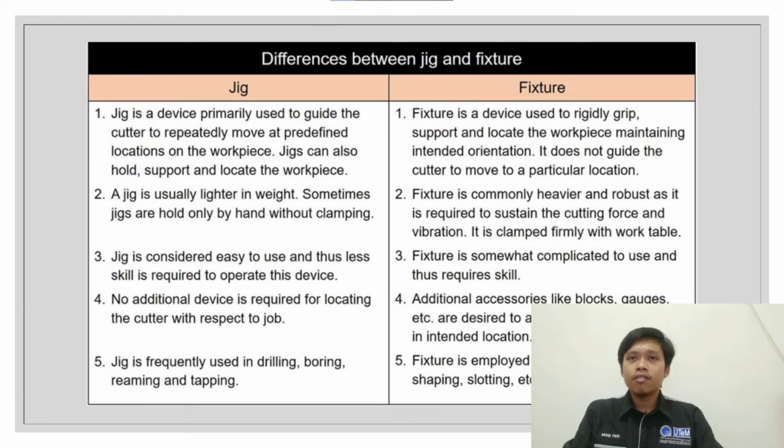No additional device is required for locating the cutter with respect to the job for a jig, while for a fixture, additional accessories like blocks and gauges are required to accurately move the cutter to the intended location. A jig is frequently used in drilling, boring, reaming, and tapping, while a fixture is employed in milling, planing, shaping, and slotting.